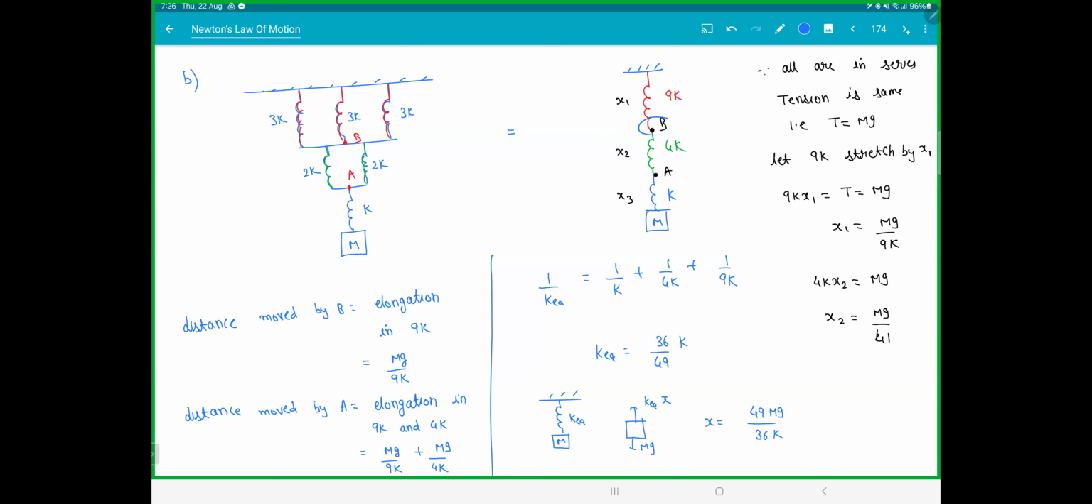Whatever this point B goes, that is because of 9k. Whatever A goes is because of 9k and 4k. Whatever the block goes is because of all three of them. Is this making sense, everyone? That would be a good question. What is the distance moved by B or A? Do check. Clear? Next one. Any doubts on this? Clear now, Ojus? Jainil? Daksha? Clear?